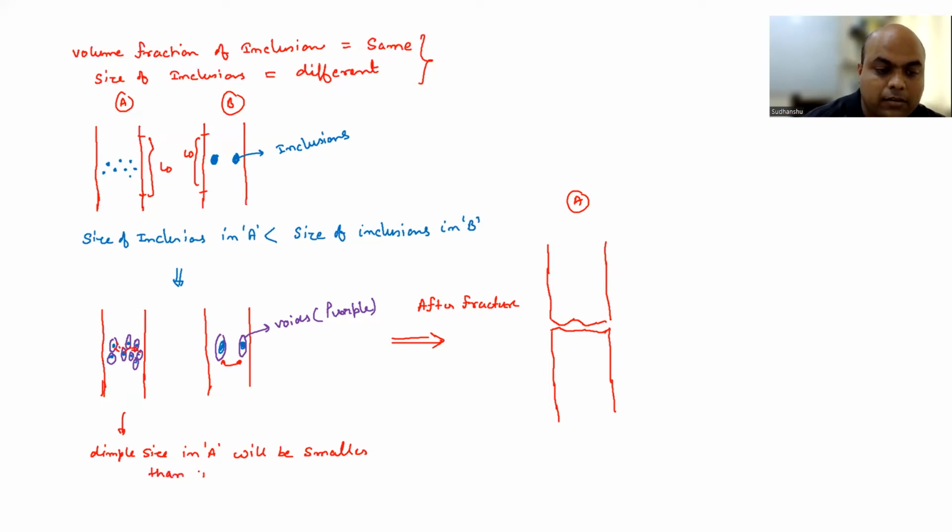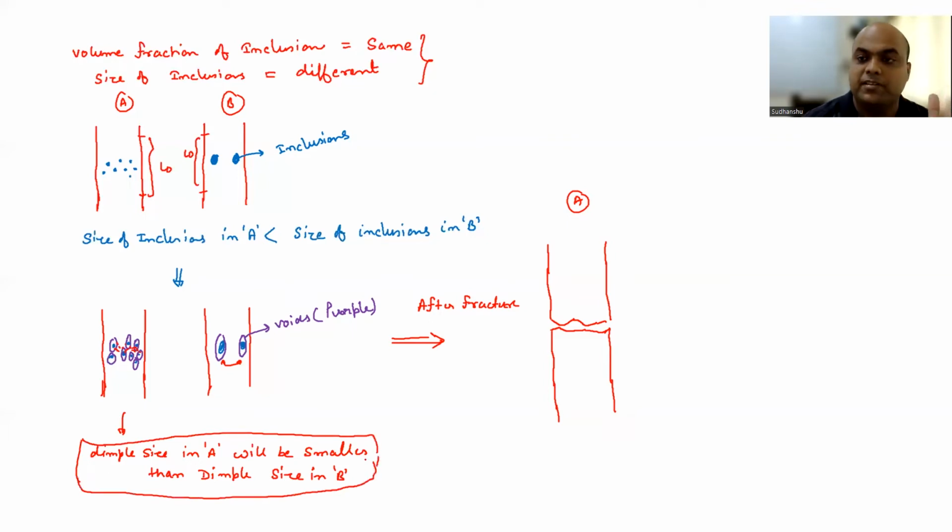smaller than the dimple size in B, right? This is one important concept you can observe from the schematic I have shown here. Okay, so dimple size is going to be smaller. The number of dimples is going to be larger because the number of voids is larger, right? So these are the two concepts.